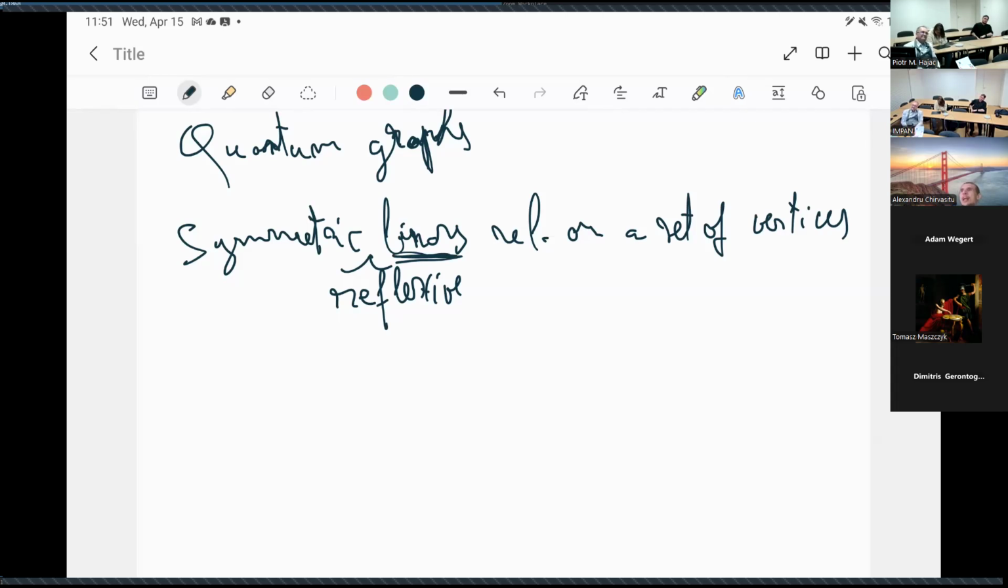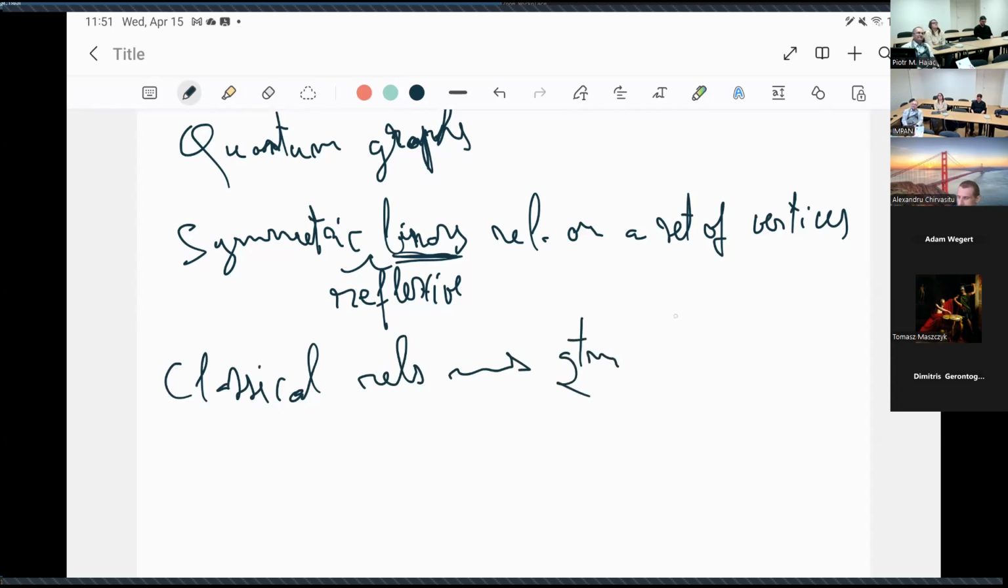So I give you two von Neumann algebras. A relation is something that connects the two together. We're going to start with quantum relations in the sense of Weaver. Classical relations are going to become quantum relations, in the sense of Nick Weaver, which I will recall just briefly.